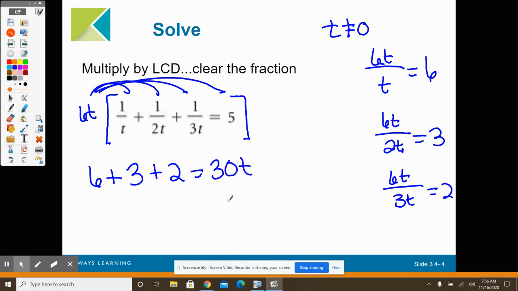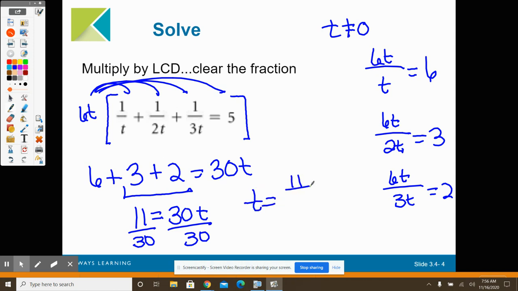So this equation is way easier, right? So you just will add 3 plus 2 is 5, 5 plus 6 is 11. So 11 equals 30t, and you divide both sides by 30, and you get this weird fraction, but that's okay. t equals 11 over 30. You never would have got that by guessing and checking. t is not illegal. t does not equal 0, so that is my final answer.